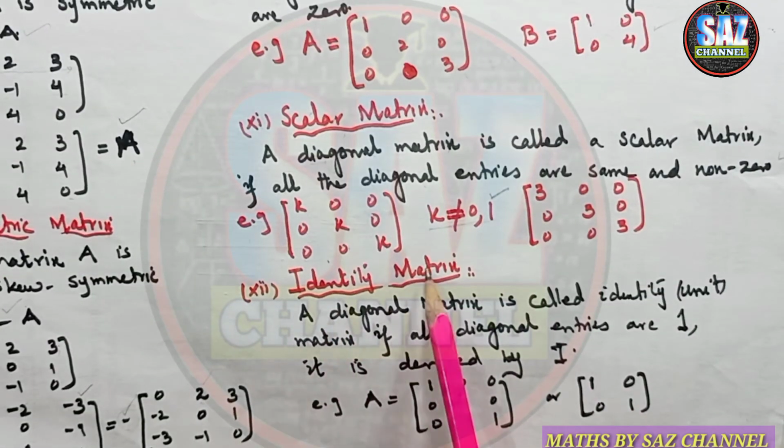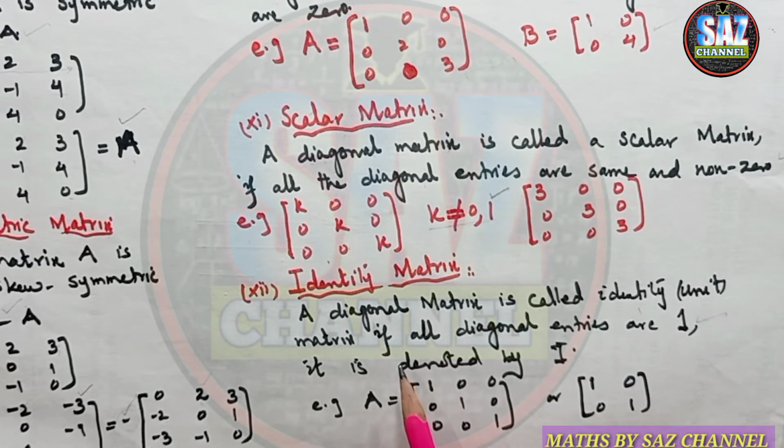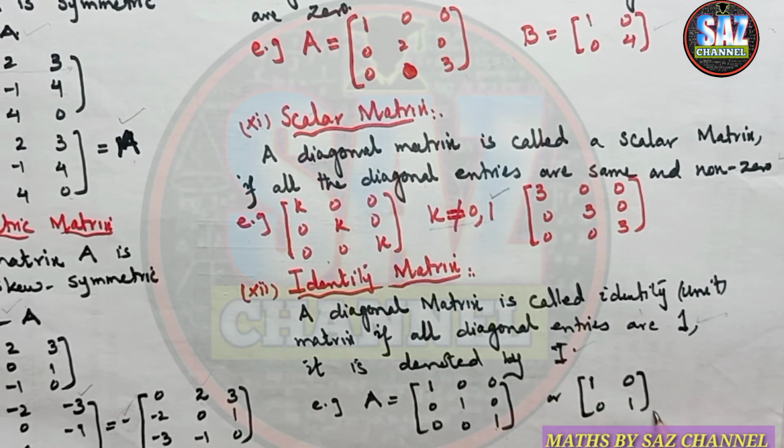Coming to the identity matrix, a diagonal matrix is called the identity or unit matrix if all the diagonal entries are 1. If all the diagonal entries are 1, then it's denoted by a capital I. In the previous definition we studied the idea of the scalar matrix. If this constant is other than 1, then the same matrix will be a scalar matrix. But as this constant which is coming in the diagonal is 1, 1, it's the identity matrix of order 3 by 3, and this is the identity matrix of order 1 by 1.